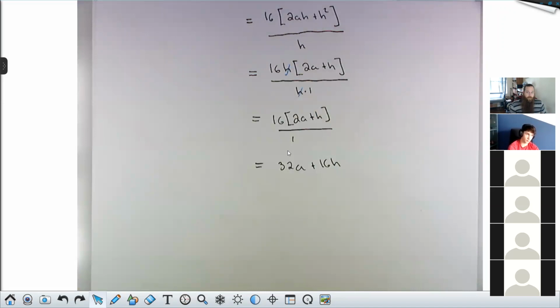So if I wanted to know the average speed, say over the first 2 seconds, I could plug in 0 for a and 2 for h. If I wanted to know the average speed from the 3rd second to the 5th second, I could plug in 3 for a and 2 for h.